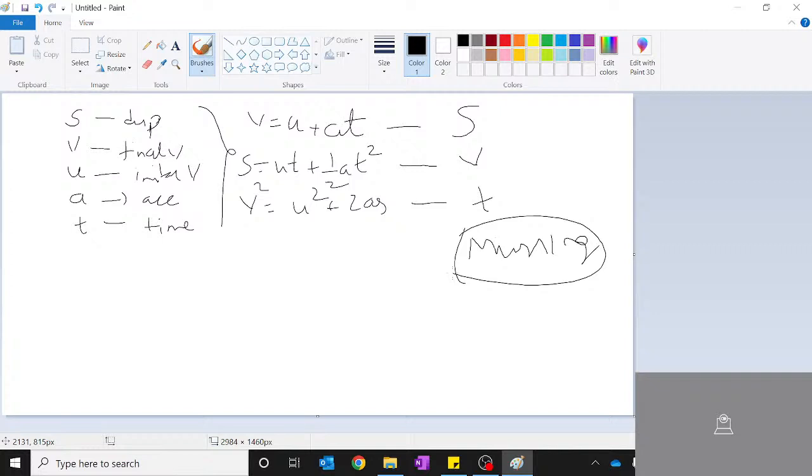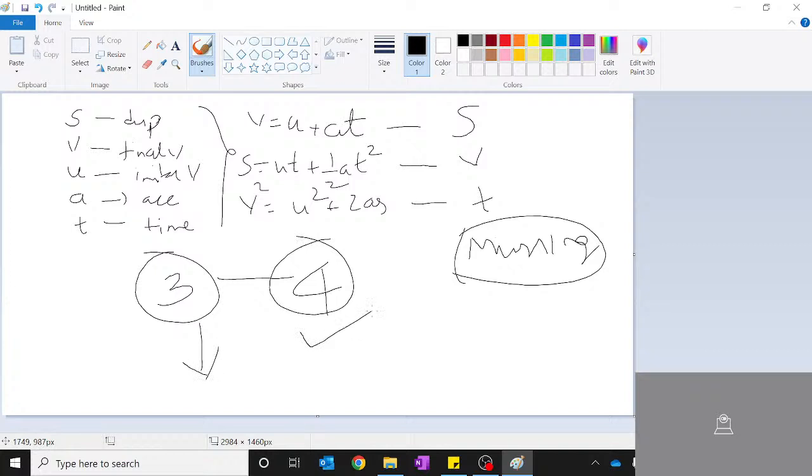In any kinematics question or motion in a straight line question, you will be given 3 parameters and you will be asked to find the fourth. Clear? You will be given 3, you will be asked to find the fourth. Say you might be given U, T and A and be asked to find the distance. They might ask you to find the time taken with initial velocity, final velocity and acceleration.